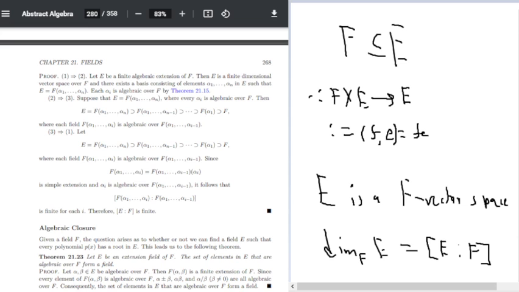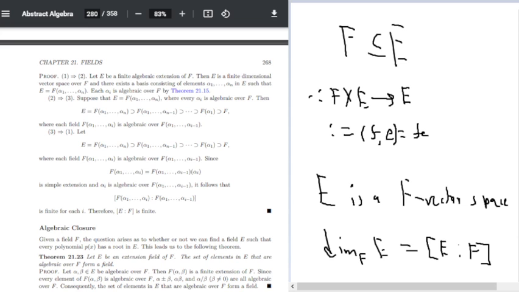Suppose that E equals F(a1, all the way to an), where every ai is algebraic over F. Then E is equal to F(a1, ..., an), which is a superset of F(a1, ..., an minus 1), all the way to F(a1), which is a superset of F, where each field F(a1, ..., ai) is algebraic over F(a1, ..., ai minus 1). Finally, going from 3 to 1. Let E be equal to F(a1, ..., an), with the same chain of fields, where each field F(a1, ..., ai) is algebraic over F(a1, ..., ai minus 1).